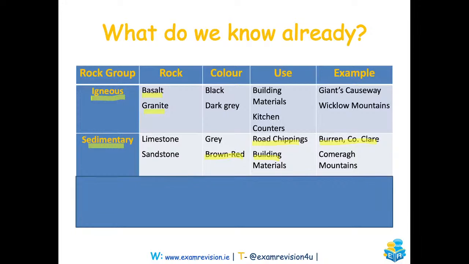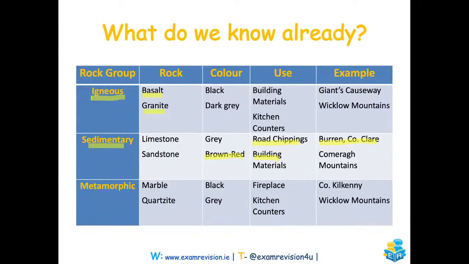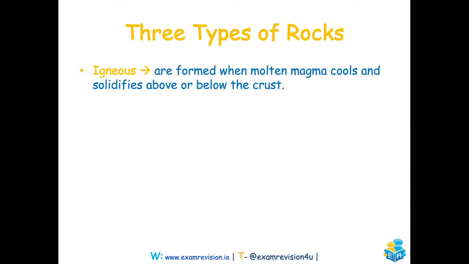And lastly, we've got the metamorphic rock group. Examples of metamorphic rocks are marble and quartzite. Marble comes in a range of colours, but black is one of them. It can be used in fireplaces, and it can be found in County Kilkenny. Quartzite is grey in colour. It can be used in kitchen countertops, and an example place where you can find it is the Wicklow Mountains. So now we're able to name the three different types of rocks, and that's what we've learned from Junior Cert geography.